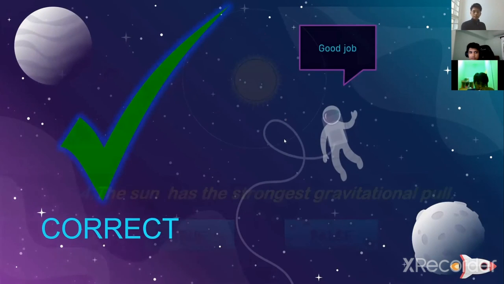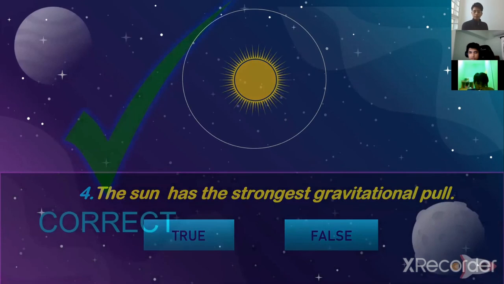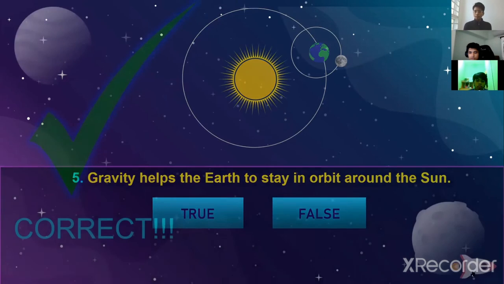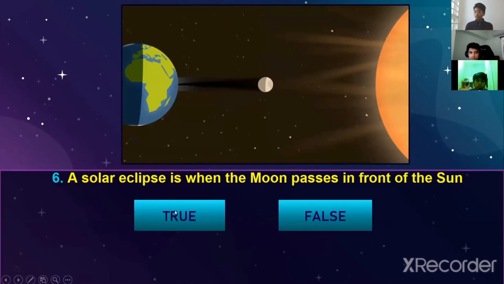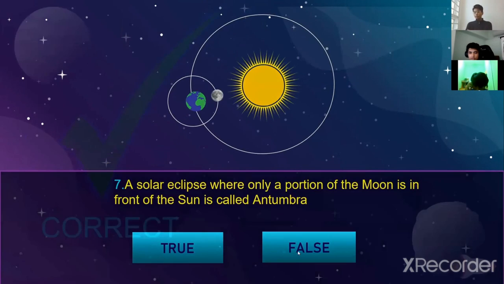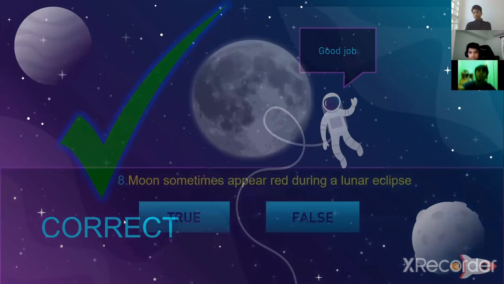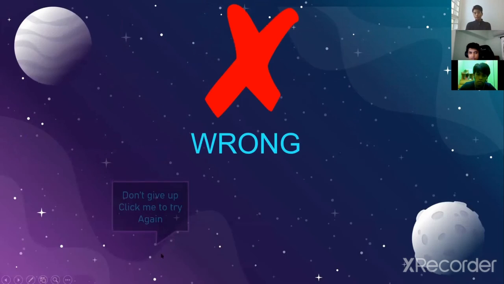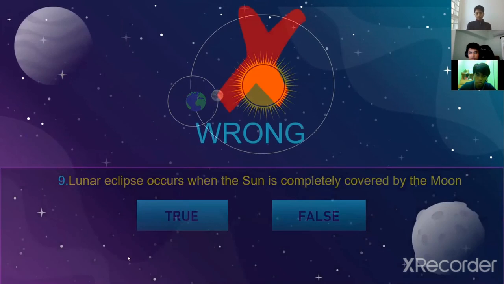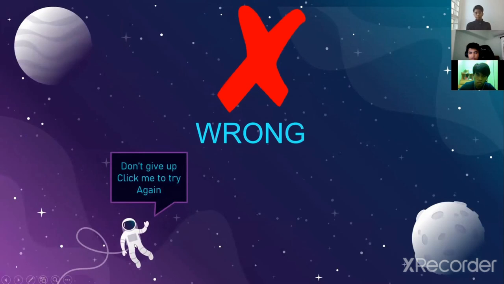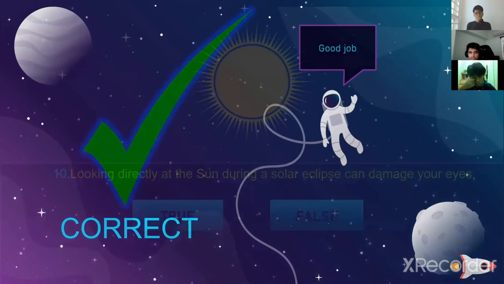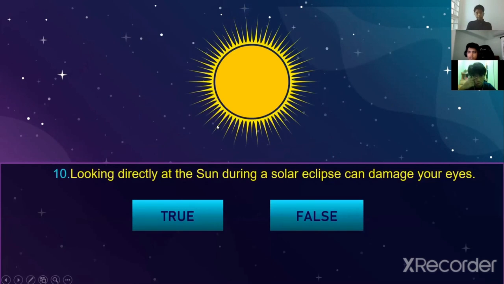Next question: gravity helps the Earth stay in orbit. It's true. If I choose false, it'll be wrong. Click on the astronaut to try again. And there are 10 questions on the quiz.